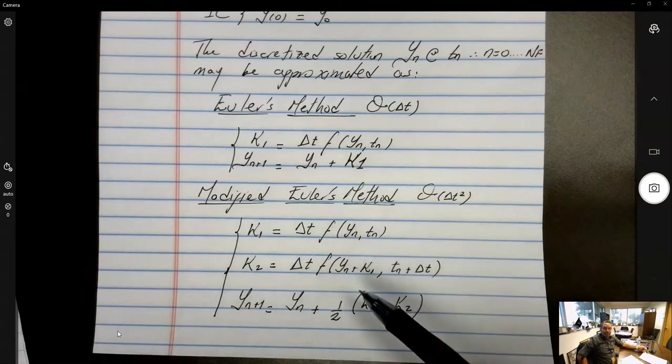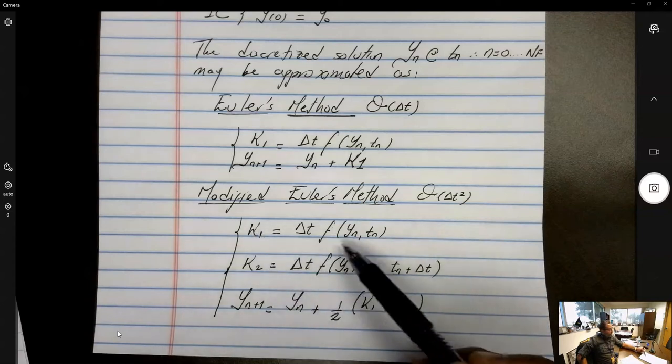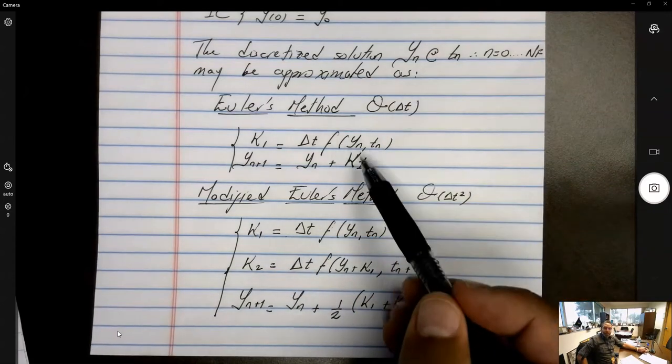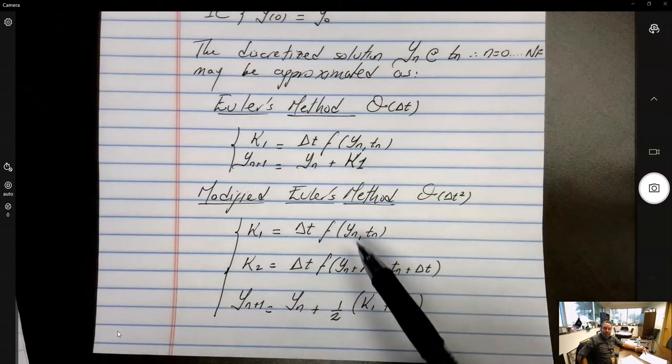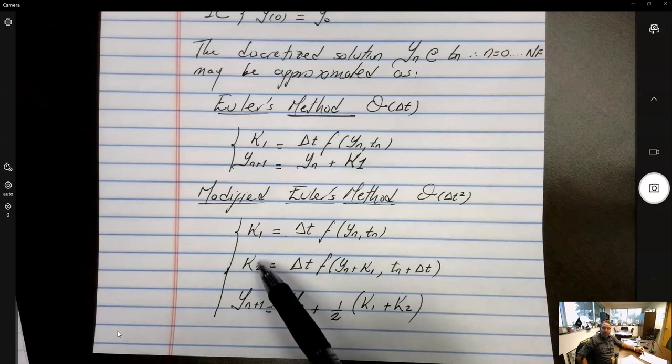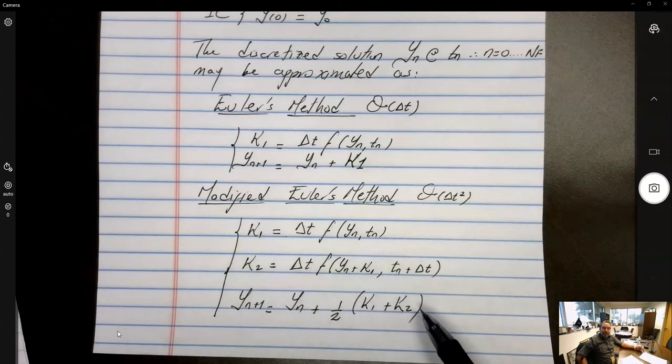This is called a predictor corrector scheme because k1 is essentially a predictor. k1 is equivalent to calculating the Euler's prediction, the first order prediction. Then you use that information, put it back into the equation to correct it, and that k2 is a corrector. Then you take an average between k1 and k2, and that's how you predict your next value of y. And then you advance in time.